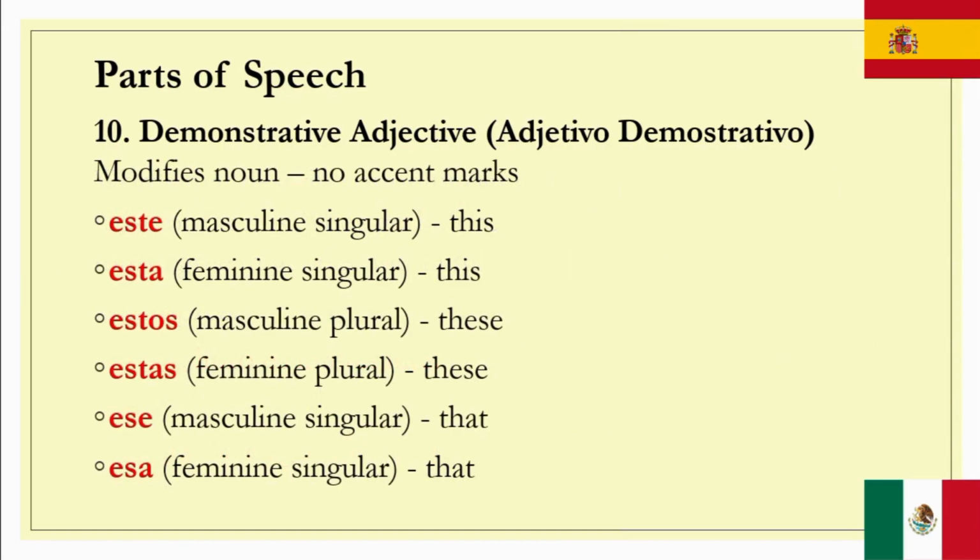Let's see the list of demonstrative adjectives that modify a noun. Usually they don't have an accent mark. This, masculine singular: este. This, feminine singular: esta. This, masculine plural: estos. This, feminine plural: estas.